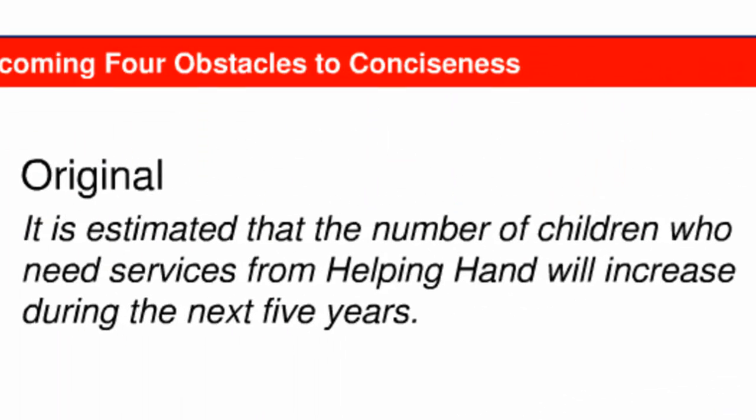Here's another sentence from Helping Hands business plan. Do you see the word there or it? Yes, the sentence begins with it. Is it followed by a form of the verb be? Yes, it's followed by is. Can you identify an alternative noun and verb that would convey the same meaning from the original sentence?